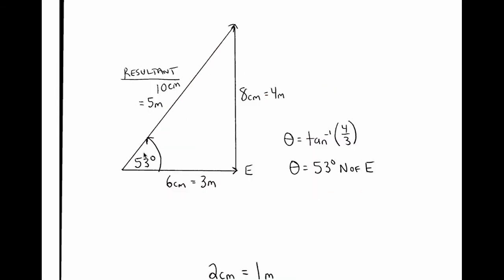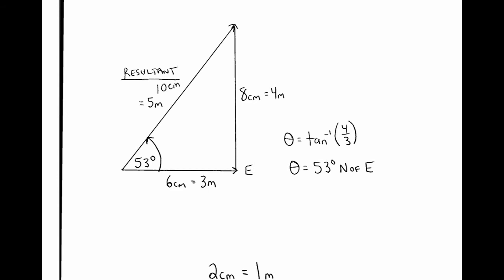Now, of course, I can do that with the Pythagorean theorem as well, because the square root of 3 squared plus 4 squared is equal to 25 is what it's going to come out to. And the square root of 25 is going to be 5. So that's how I did that.